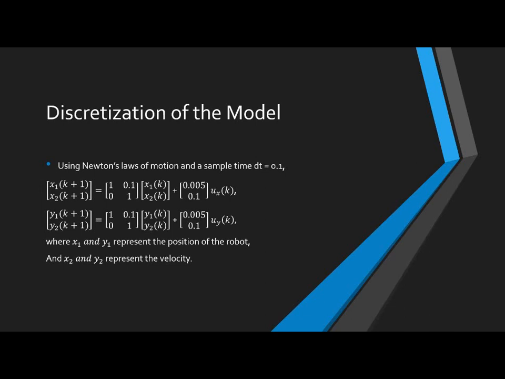And so I used Newton's laws of motion and a sample time of 0.1 to get the equations in front of you. And those laws, I'm referring to the equations that the final velocity is equal to the initial velocity plus the acceleration times time. And then the position is equal to the initial position plus the amount of time that has passed times the initial velocity plus a half of the square of the time times the acceleration. And so if you look at this, your ux is your acceleration, x1 is position, x2 is velocity, and it's the same for the y coordinates.